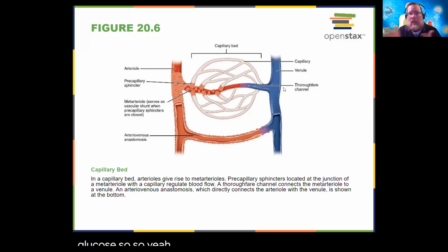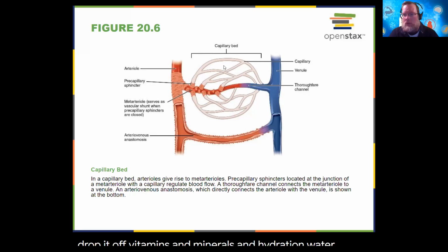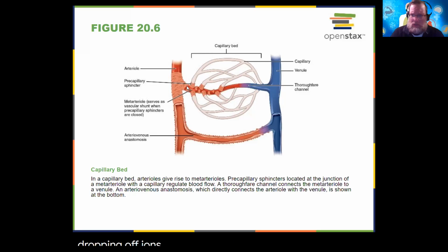So, segueing right into, why do we have capillaries? What are we doing here? Well, we're dropping off glucose primarily, right? We're dropping off oxygen secondarily. Those two have to go to the mitochondria of the cells so we can convert that into energy, or ATP. We're also dropping off amino acids, fatty acids, vitamins and minerals, hydration, water, and ions. So there's a lot of stuff getting dropped off in the capillary bed, and glucose is the big dog.